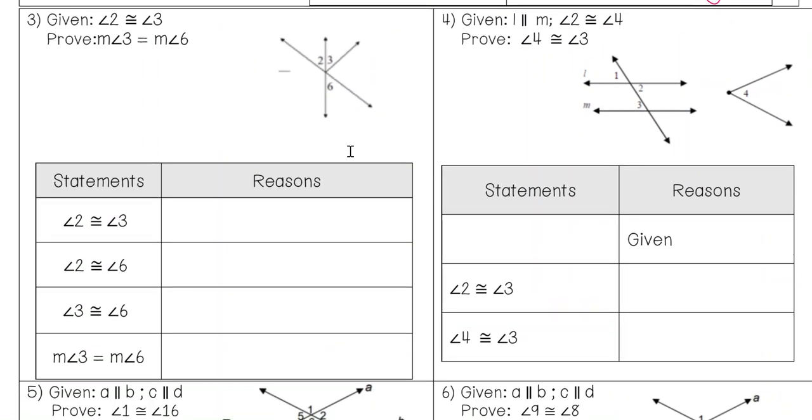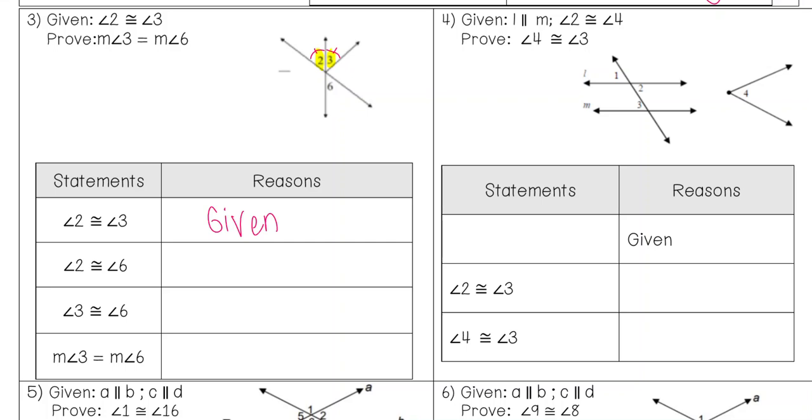In proof number 3, we have the given information and the diagram that angle 2 is congruent to angle 3. One thing that might help you is to mark those as being congruent to each other, either with some highlighting, or you can use their angle symbols there. We're being asked to prove that the measure of angle 3 is equal to the measure of angle 6. That's not obvious based on this picture, but we're going to walk through some of the steps in order to figure that out. Provided that angle 2 and angle 3 are congruent, that was our given information. So we're just going to cite the reason there as given.